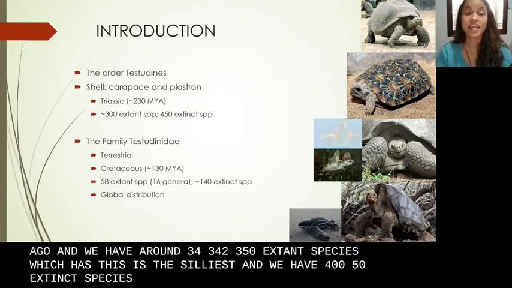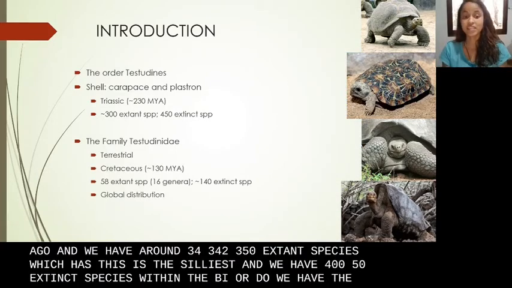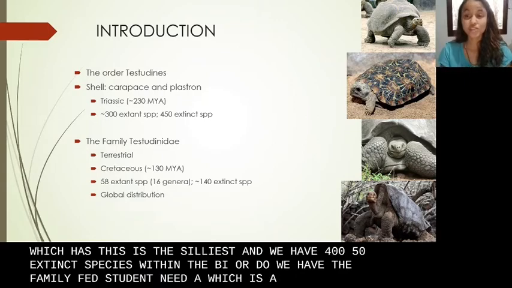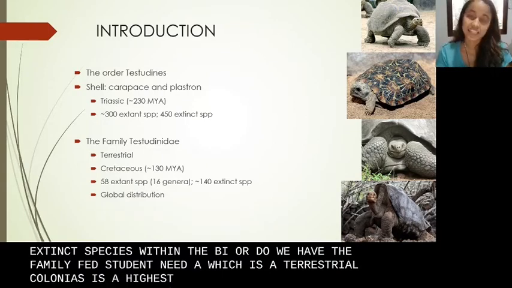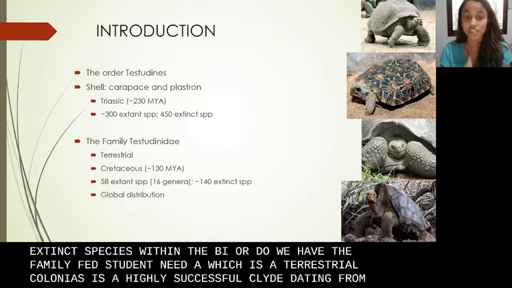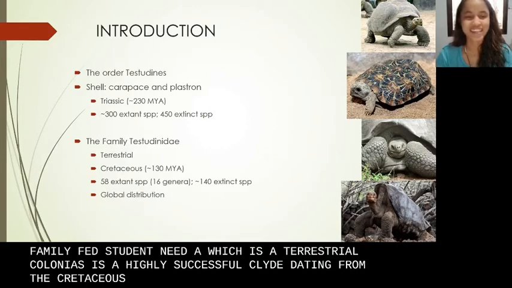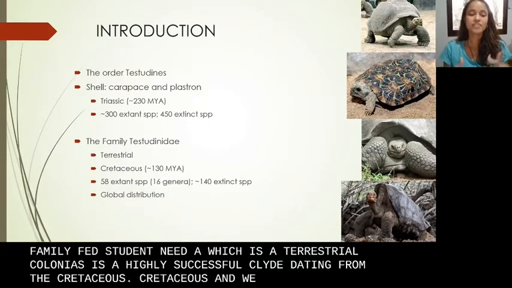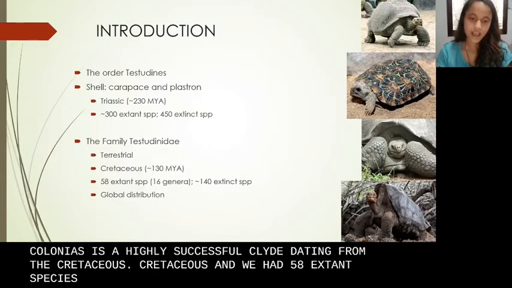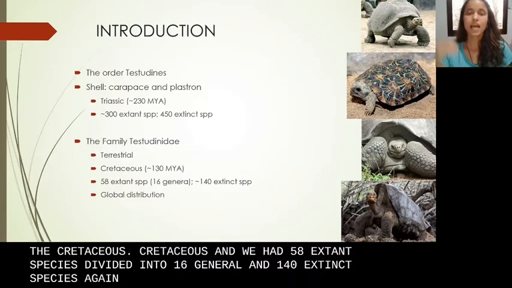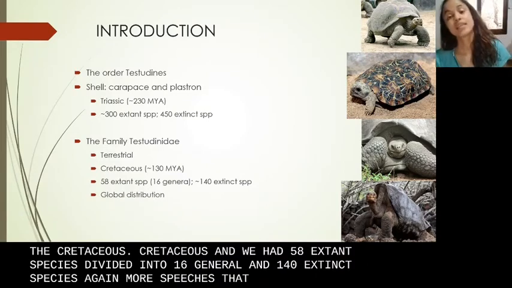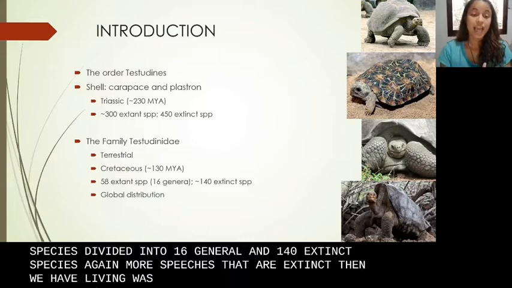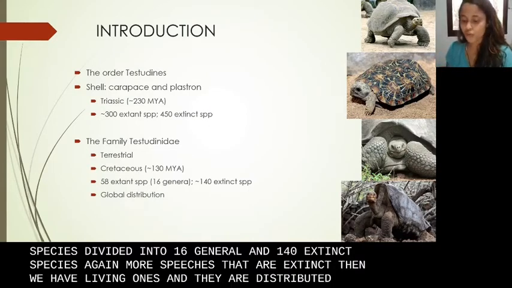Within the order, we have the family Testudinídeos, which is the terrestrial chelonians. It's a highly successful clade dating from the Cretaceous, and we have 58 extant species divided in 16 genera and 140 extinct species. Again, more species that went extinct than we have living ones, and they are distributed all around the globe.